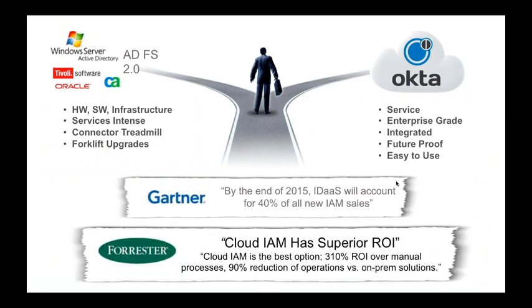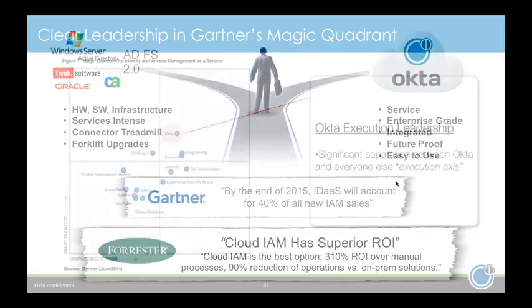If you look at what Gartner and Forrester are saying, they're basically predicting that certainly within the next 12 months, 18 months, 40% of all new deployments are going to be cloud-based identity and access management solutions versus on-prem. And the ROI is actually there for people to realize. Again, we have a document on our website you can download if you want to.